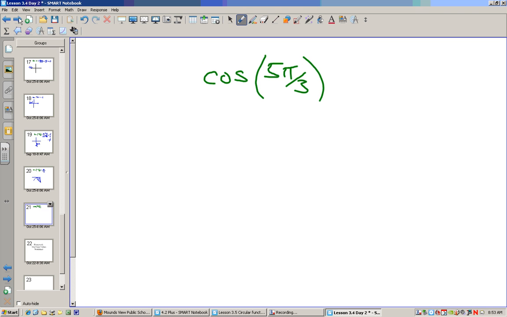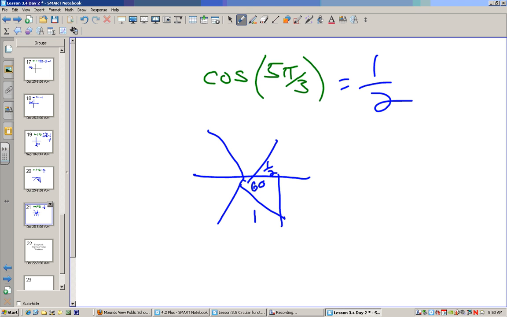One more slide. Cosine of 5 pi over 3. 5 pi over 3 happens to be in the same exact location because 1, 2, 3, 4, 5. This is a pretty bad drawing, but hopefully you'll see that this is 1/2 over 1. So the answer is 1/2.